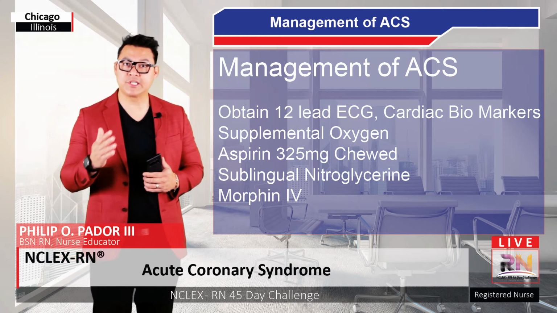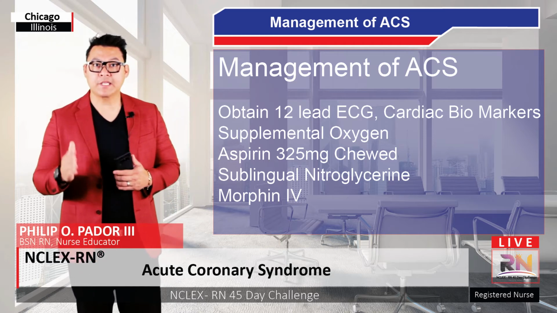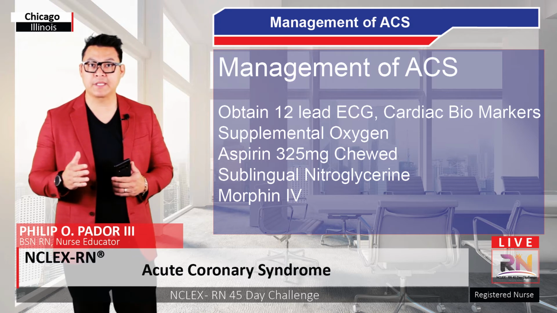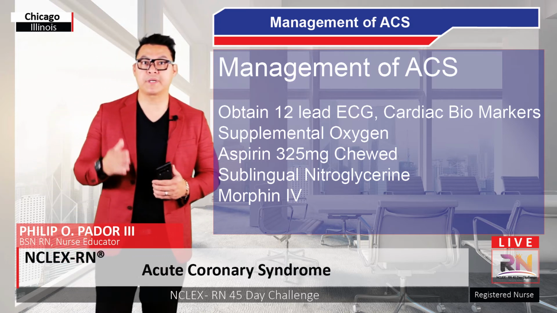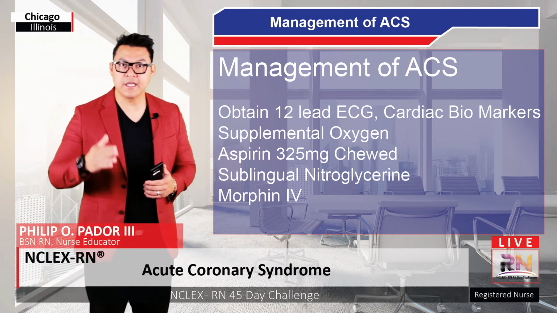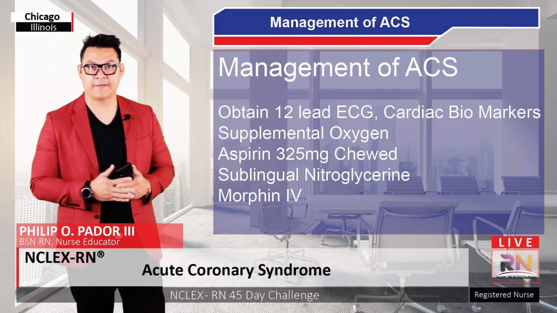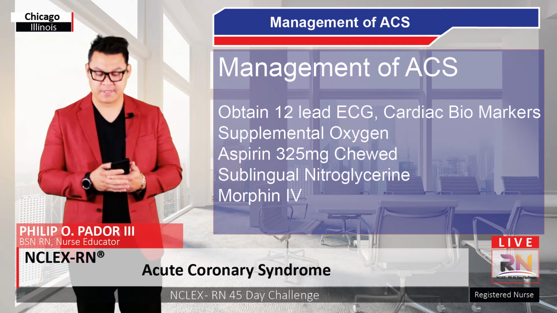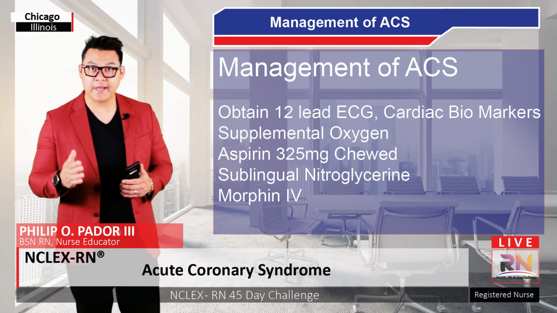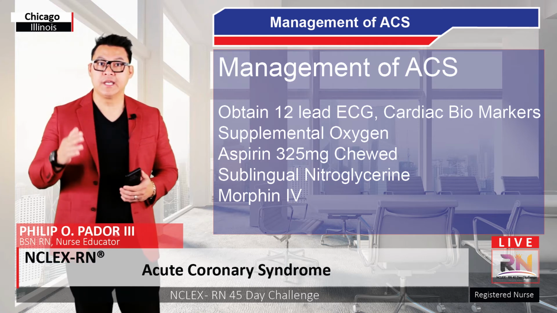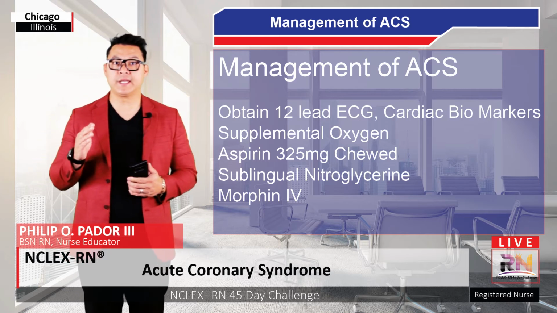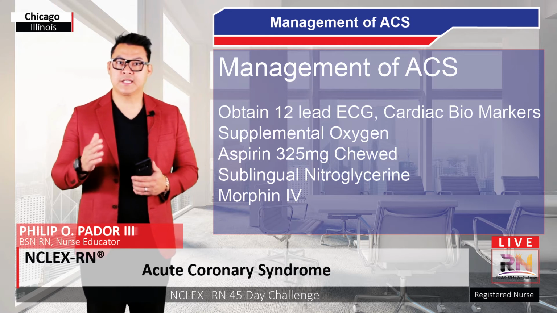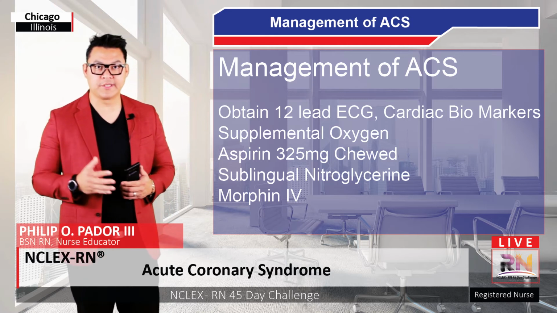For unstable angina and NSTEMI, patients will often require coronary angiography with potential placement of stents. This is called percutaneous coronary intervention, or PCI. Patients with STEMI should be taken for PCI immediately. The goal is to have a guide wire across the culprit lesion in the coronary artery within 90 minutes of the patient entering the hospital. This is called door-to-balloon time.